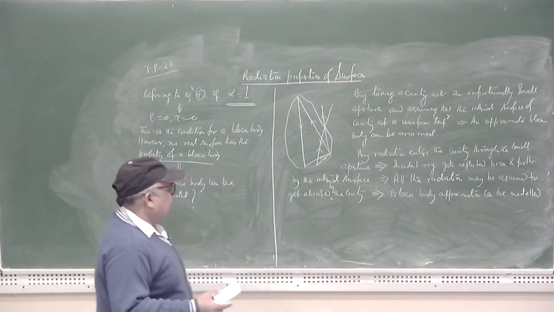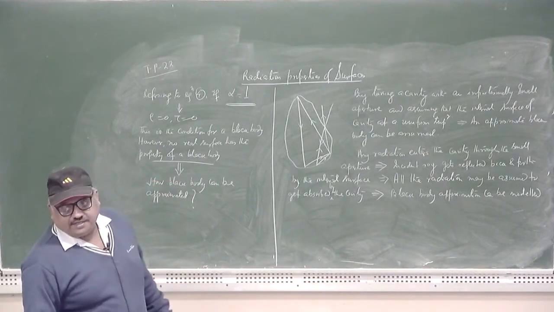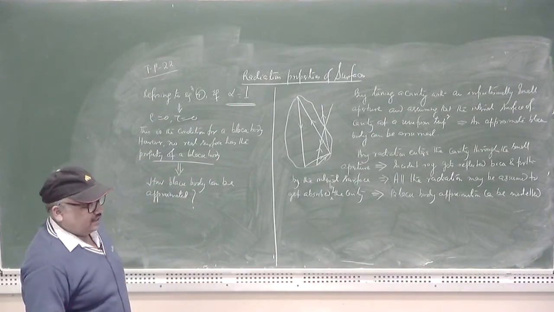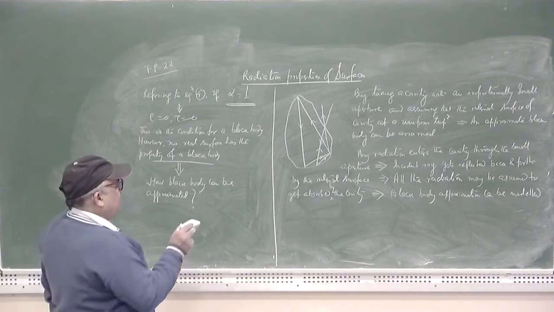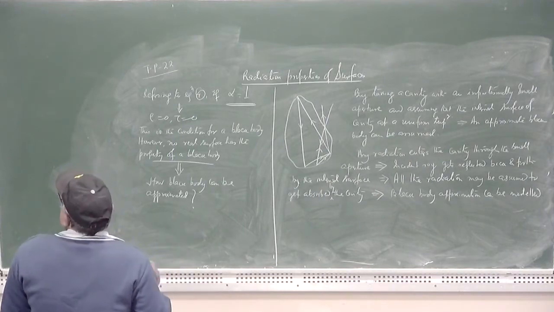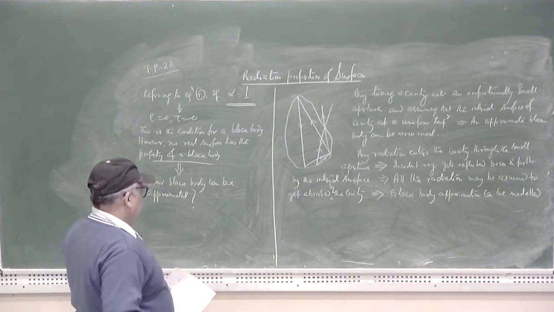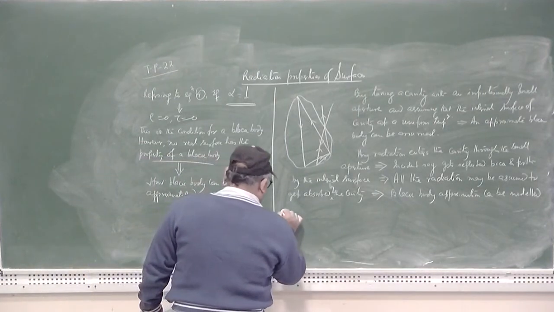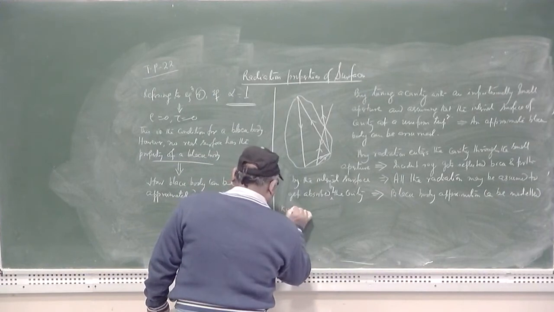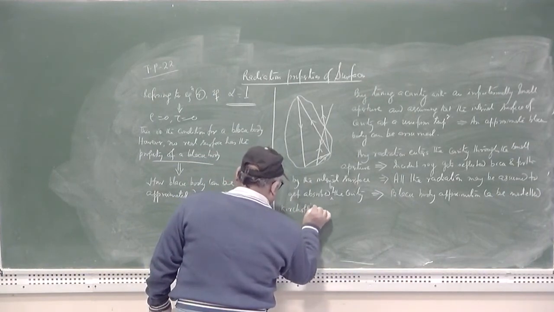Another important thing regarding the black body is Kirchhoff's identity. This is the final task of the present class, that is, Kirchhoff's identity.